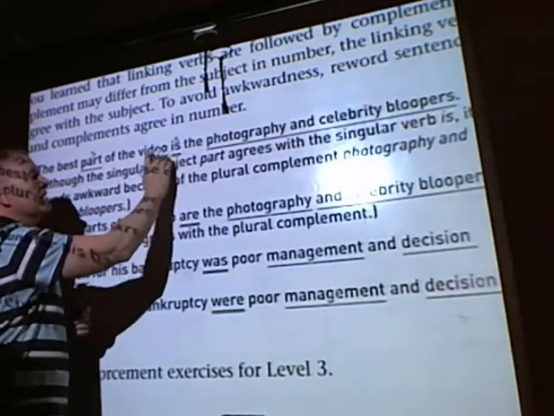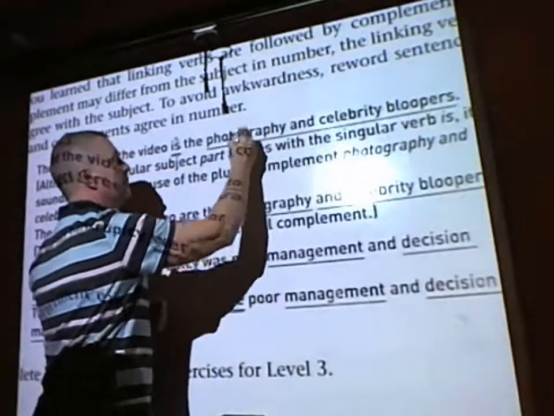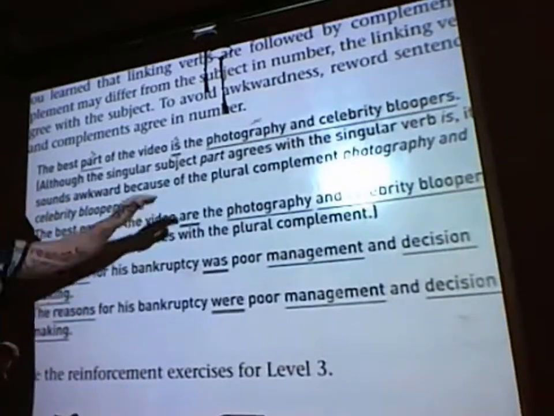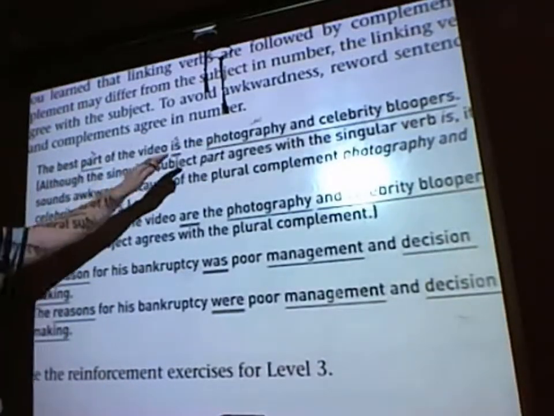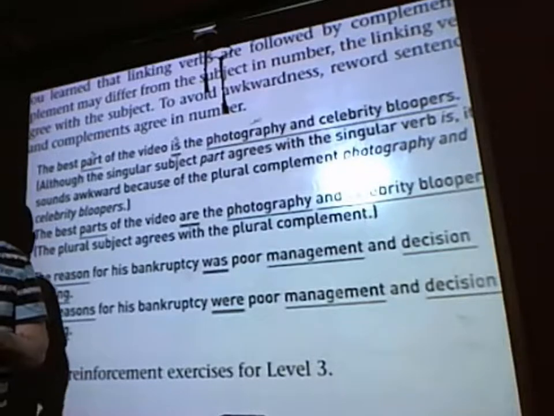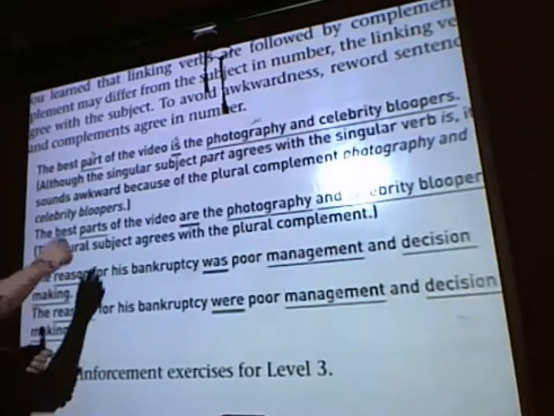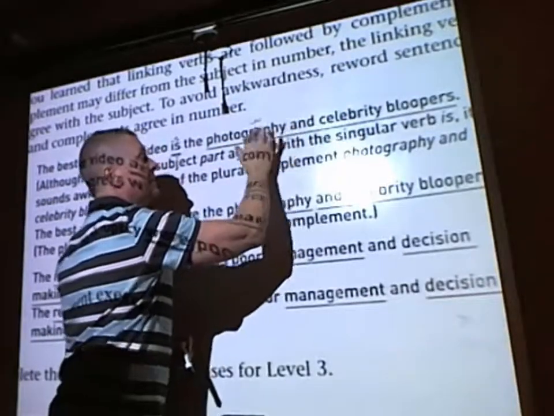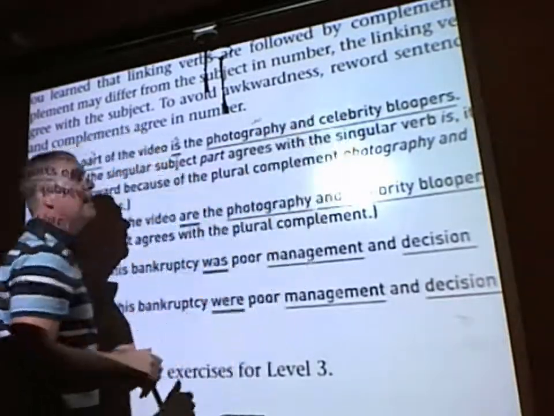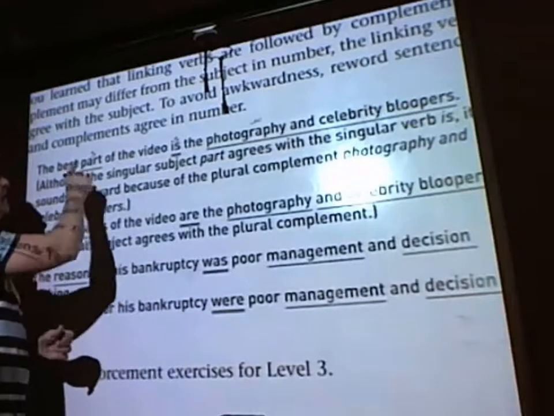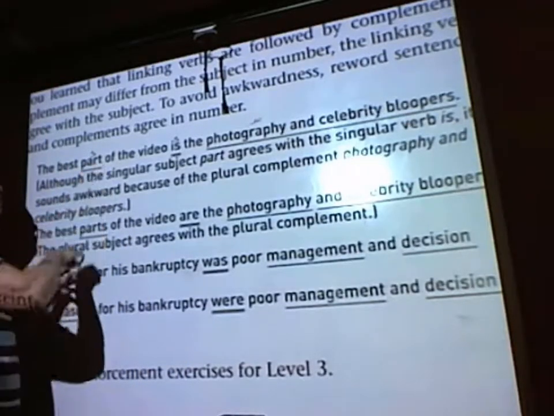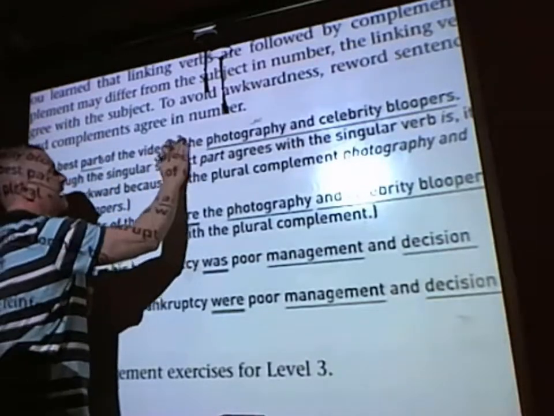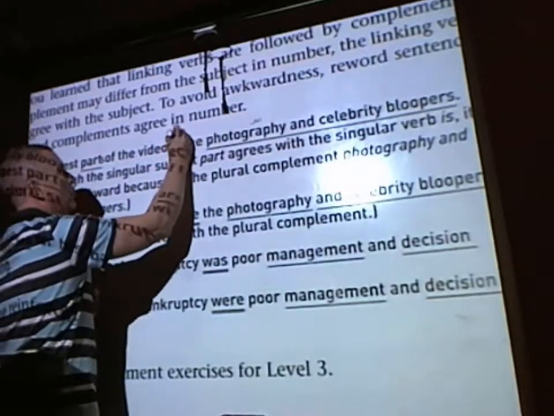The problem here is we say the part, the best part, but we have two items. Since the subject complement includes two items, we need to make this parts. So this needs to become parts, and the verb needs to become plural. Plural parts, plural verb. The best parts of the video are the photography and celebrity bloopers, as they indicated right here in this next section.